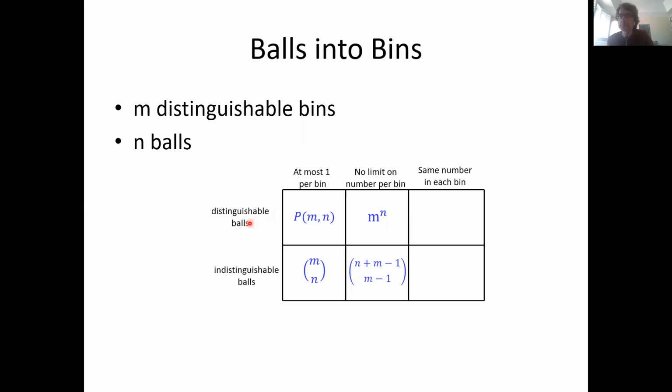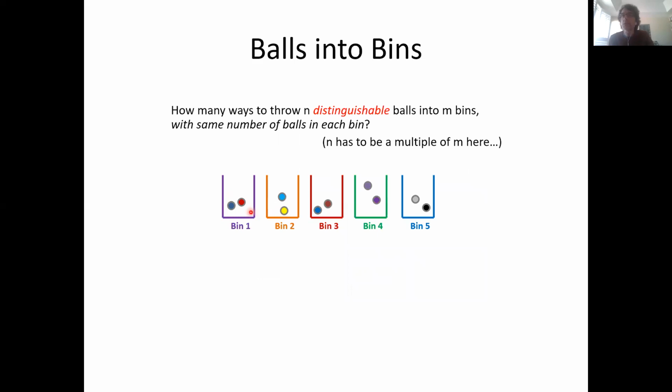So if every ball is different, is labeled, and you're placing them into these m bins, and you have a constraint that every bin has to take an equal number of balls, first of all, the number of bins must divide the number of balls, right? Otherwise, you cannot satisfy this constraint. But let's say that is so. So, for example, you have 5 bins and 10 balls, and each of these has a different color. So, what is this?